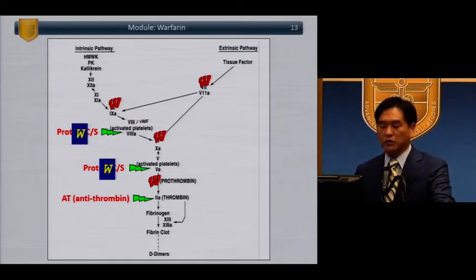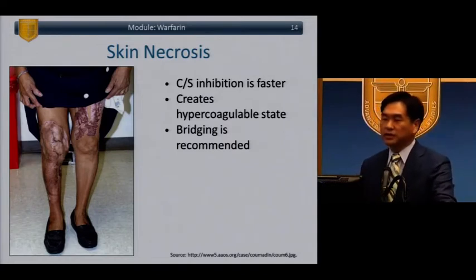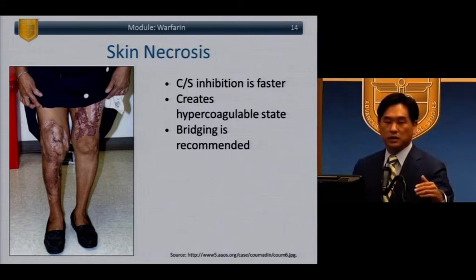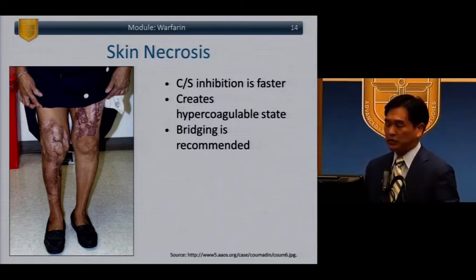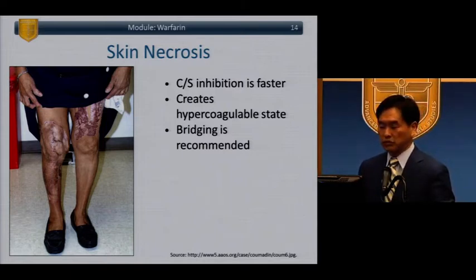But warfarin also inhibits your natural anticoagulants. So if you inhibit protein C and S here and here, it could make you clot. The inhibition of protein C and S is faster, so your initial experience, if you take warfarin cold, is a hypercoagulable state, which is why you can get warfarin skin necrosis. So for people who are starting warfarin cold, bridging is generally recommended.